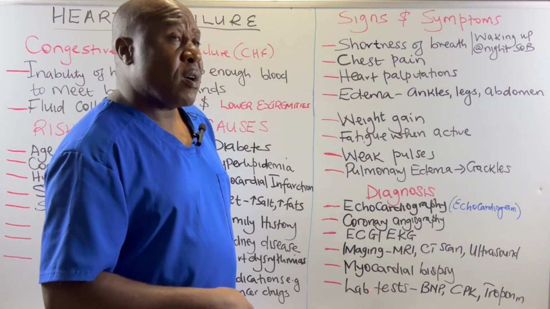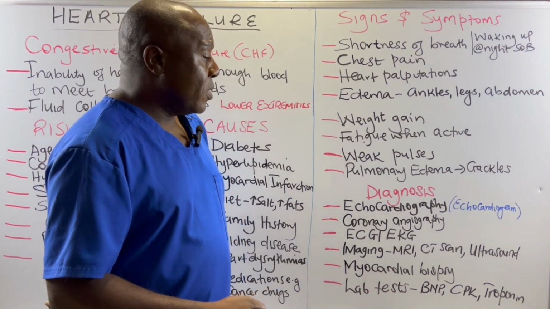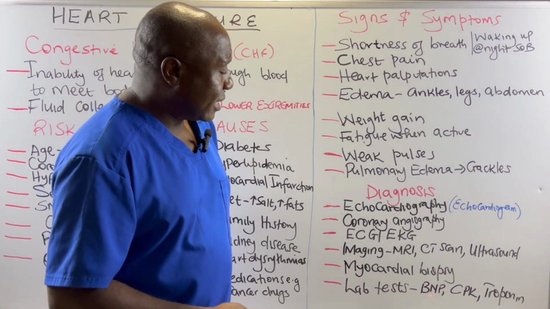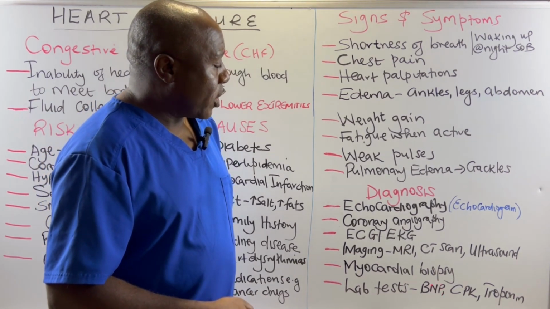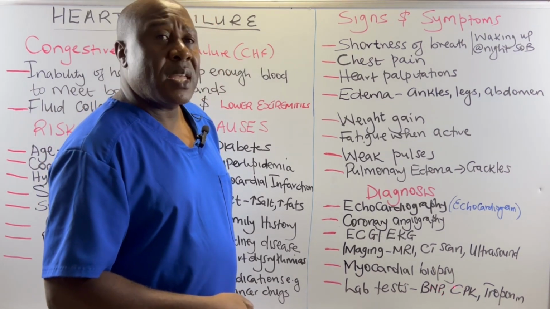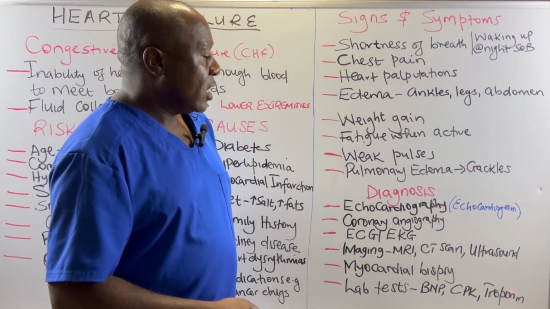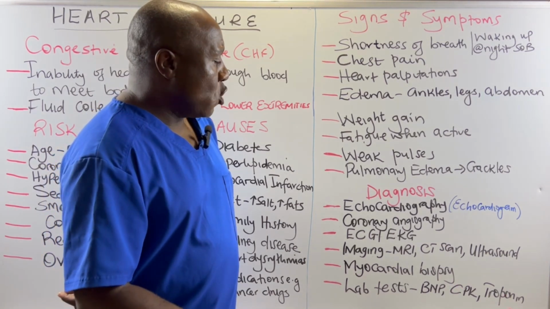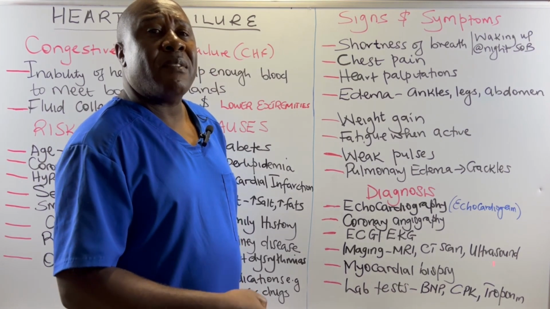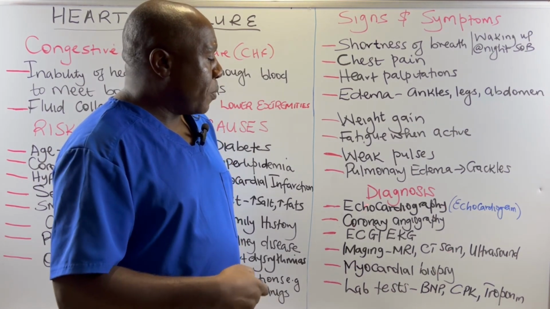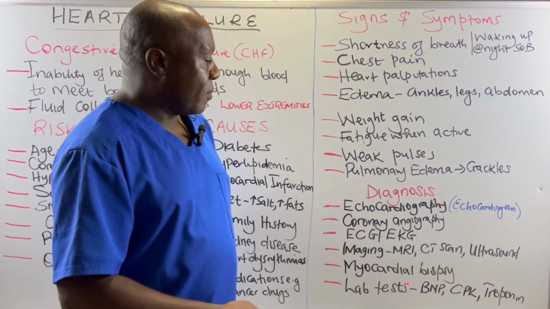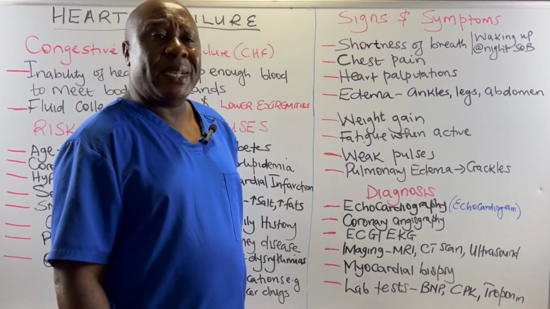In the lab, we are going to have blood draws. And then when these go to the lab, they are going to test things like B-type natriuretic peptide, CPK, creatine phosphokinase, troponin. All these normally indicate if we have heart failure. So they are going to perform lab draws to help in assessment of this particular element.